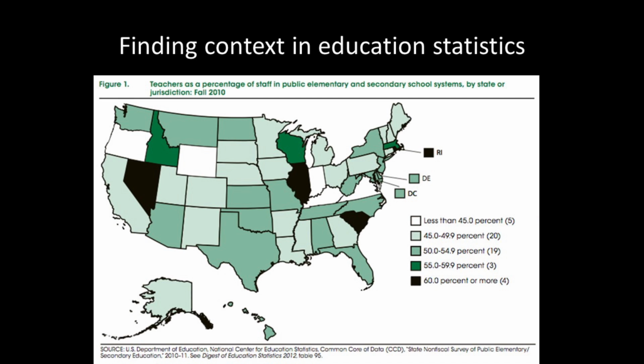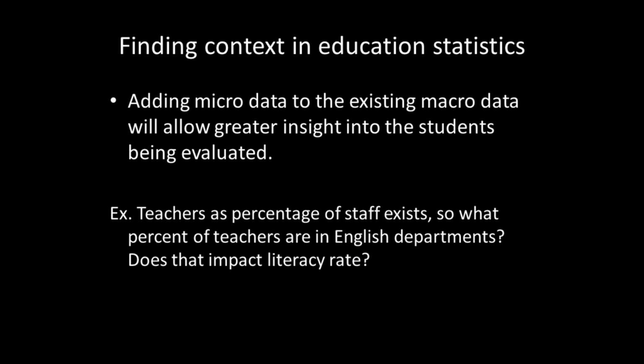This shows percentage of teachers as staff in a given state's public school system. Now, just like batting average, there's nothing inherently wrong with this. It tells a story and we can derive conclusions from that story. However, it lacks context. It lacks some smaller pieces of data that can tell a better story about it. So for the sake of example, some smaller pieces of data that we could pull about that map that shows percentage of teachers as staff: why can't we look at percentage of teachers in an English department, and then see if there may or may not be a correlation with literacy rate?